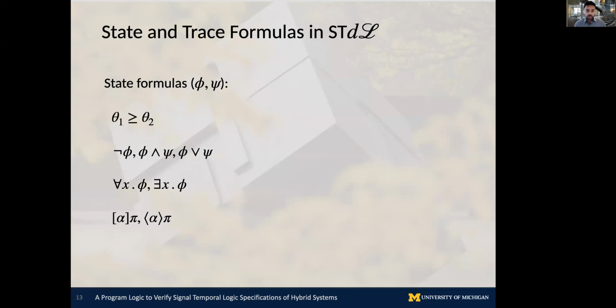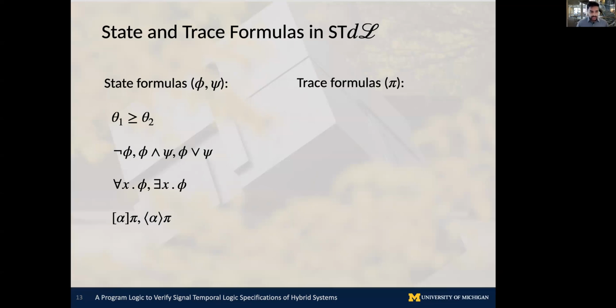And then finally, a state formula can be a program necessity, box alpha pi, indicating all traces of alpha starting in the current state satisfy this state formula pi, or it can be its dual, this program possibility, diamond alpha pi, which says there exists a trace of alpha starting in the current state that satisfies this trace formula pi.